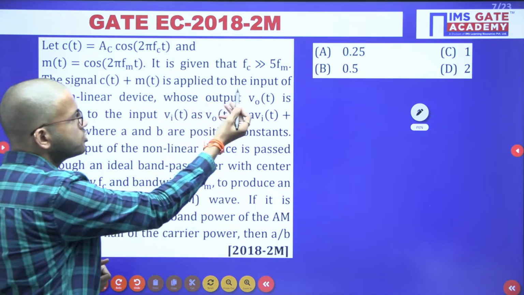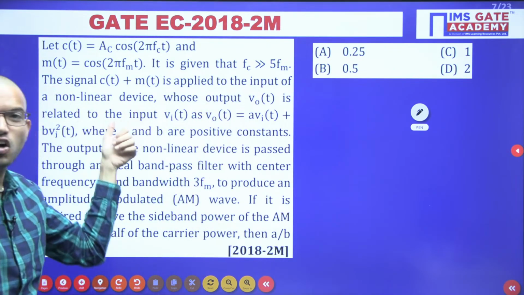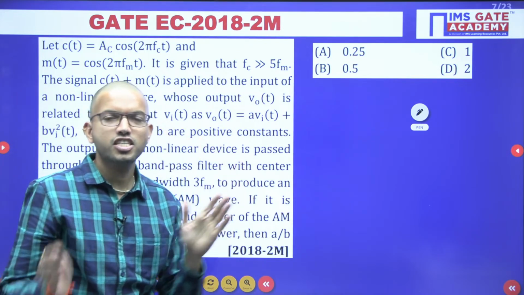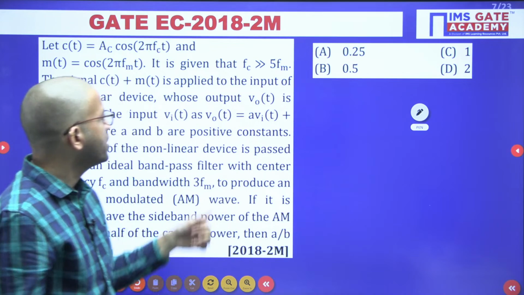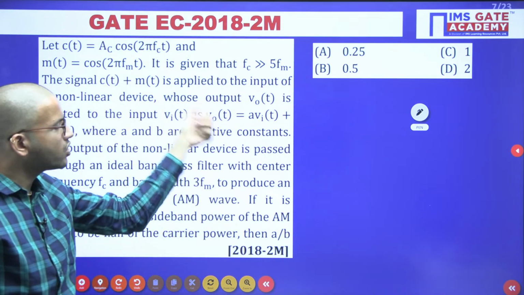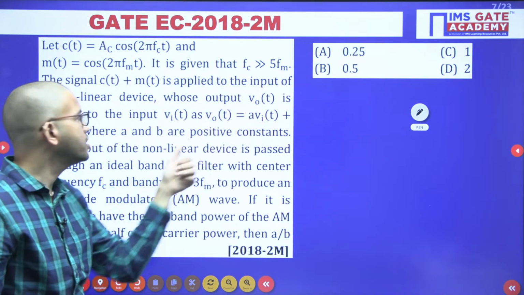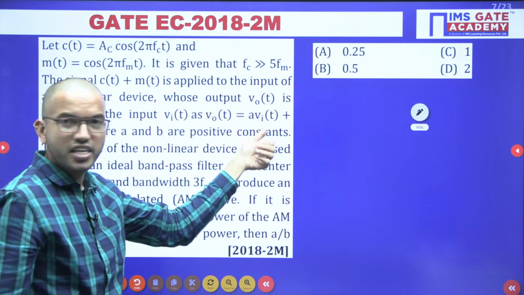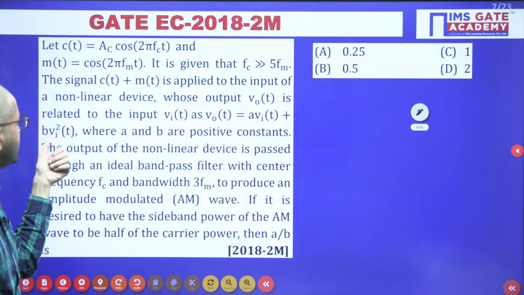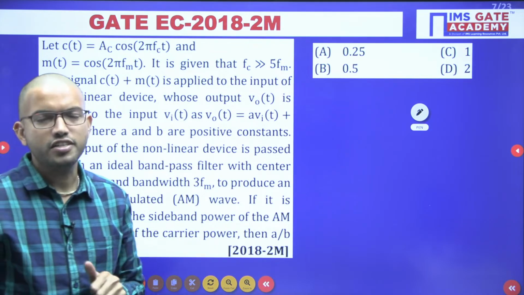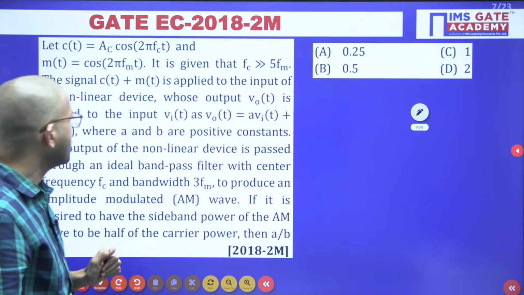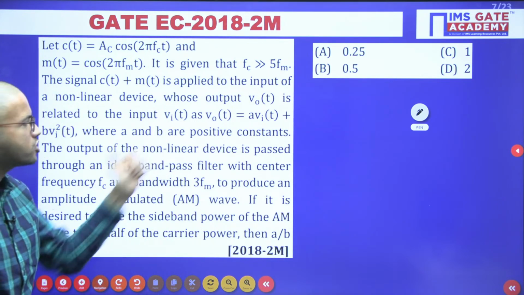The signal they mentioned, carrier signal plus message signal, c(t) + m(t), is applied to the input of a non-linear device. Here they have given the relation between input and output. The output of this non-linear device is v0(t) and the input is vi(t). The relation is v0(t) = a·vi(t) + b·vi²(t). So this is the relation between output and input, where a and b are positive constants.